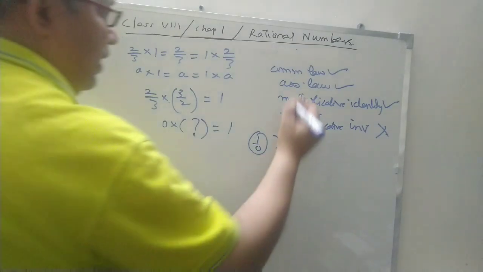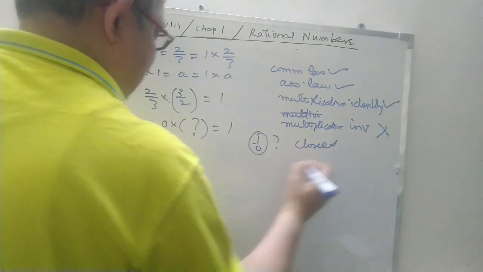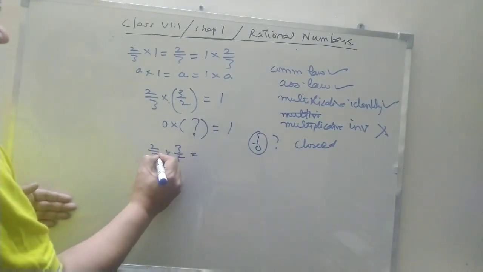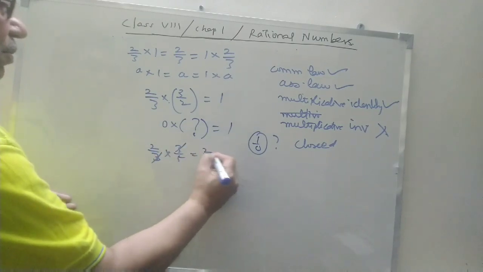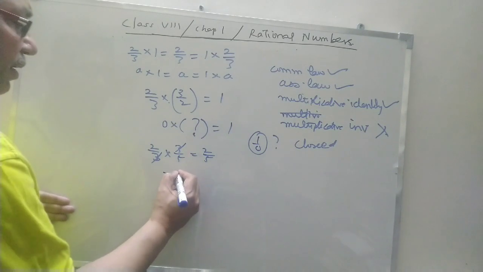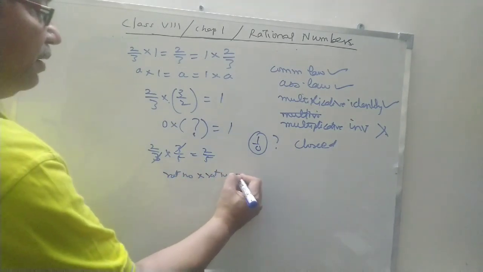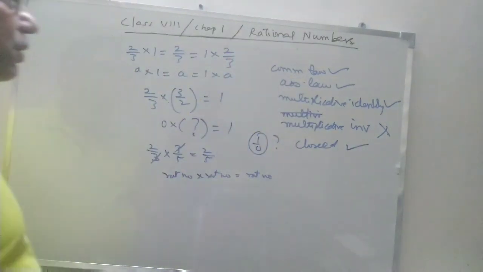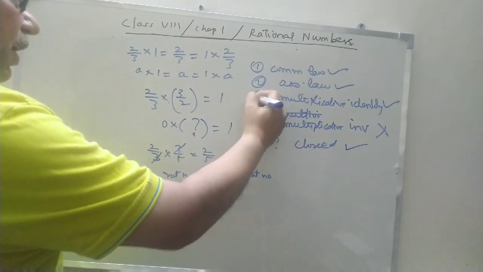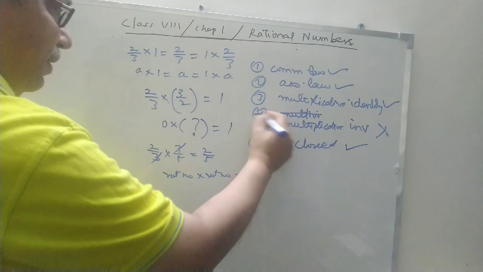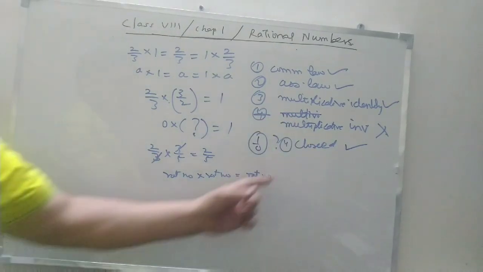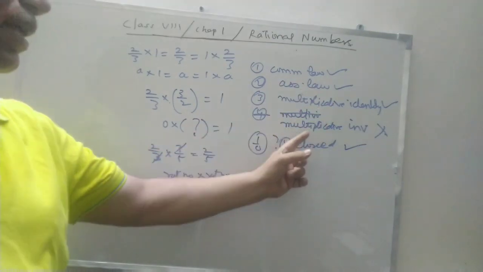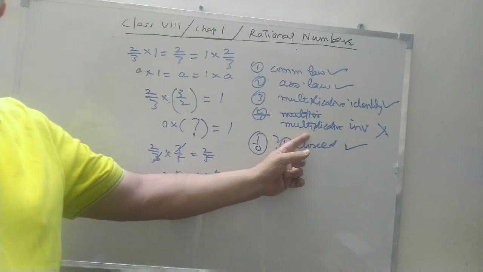Closure property. Is it closed? Let's see. 2 by 3 into 3 by 5. So 3 cancels 3, 2 by 5. So what do we have? We have a rational number into a rational number is again a rational number. So this is correct. Closure property holds. So we have 4 properties. We can say it is closed, it is commutative, it is associative, there is a multiplicative identity, but there is no multiplicative inverse.